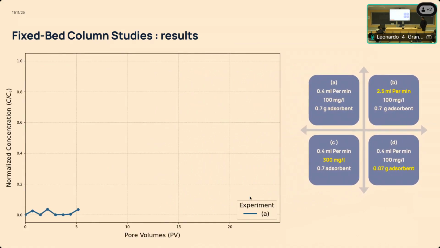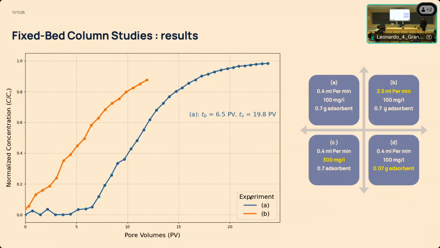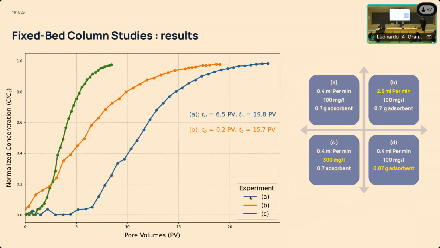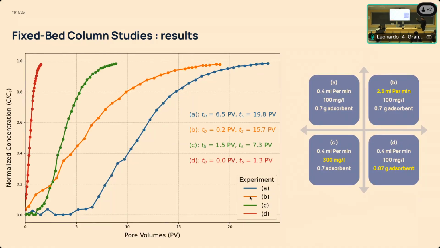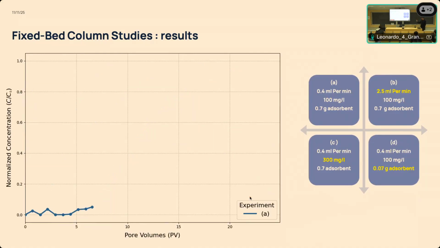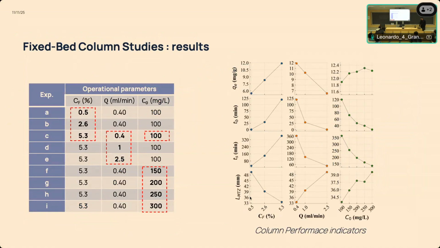And in the breakthrough, you can clearly see the standard experiment had a later saturation and a later breakthrough. And this is plotted as pore volumes here. And as the concentration increases, we have an earlier breakthrough and earlier saturation, and so does when we have a higher flow rate. And when we have almost no adsorbent, less adsorbent in the system, we have almost a plug flow. Now, I conducted all these experiments.